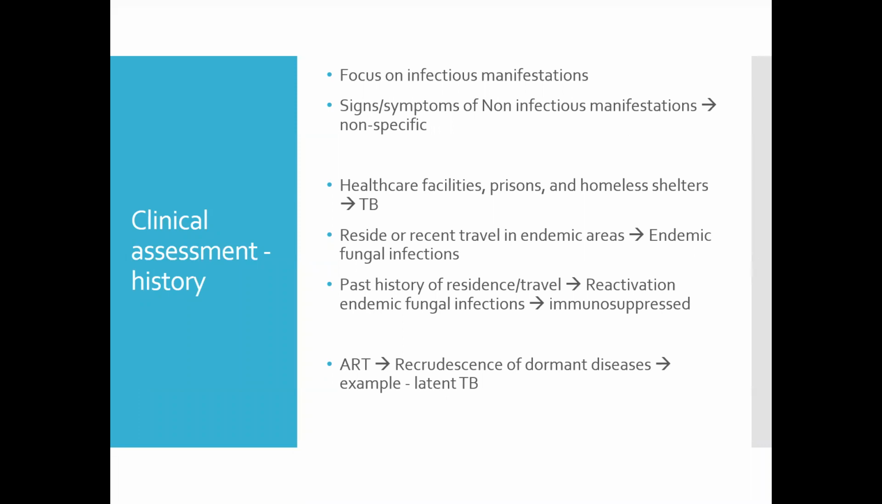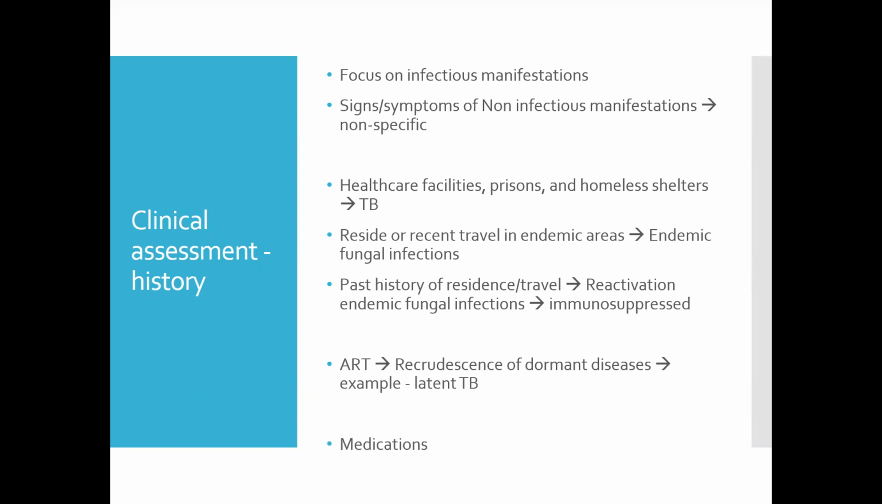The other important point to remember is that with antiretroviral therapy, we see immune reconstitution. With immune reconstitution, you're seeing the recrudescence of dormant illnesses that were there before. A classic example is a patient presenting with fever and lymphoid granulomatosis after the introduction of antiretroviral therapy, which gets our bells ringing for latent TB infection in these patients.